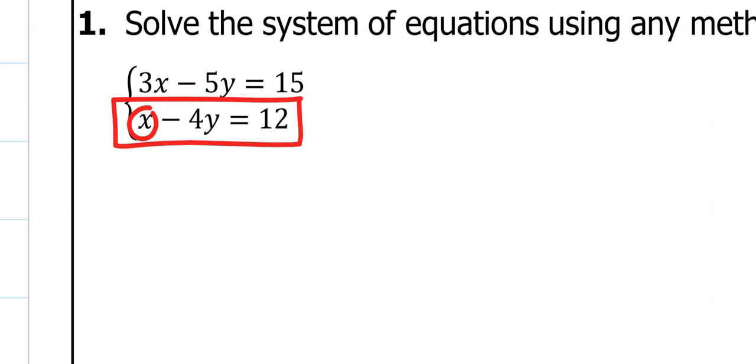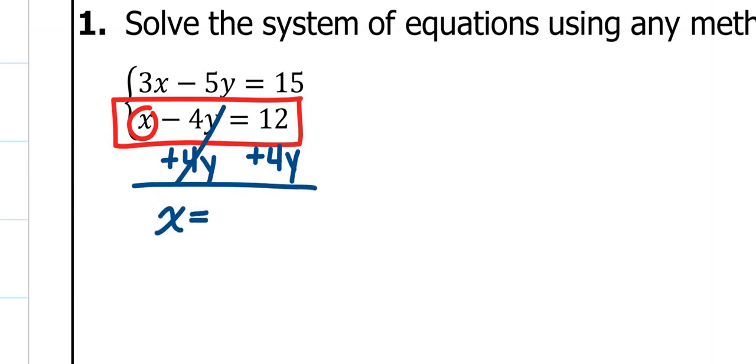Now, in order to do that, I'm just going to use my normal solution methods. So I'm going to get rid of the negative 4y by adding 4y to both sides. So now I have x equals 4y plus 12. So anywhere I see an x now, I'm going to put 4y plus 12.